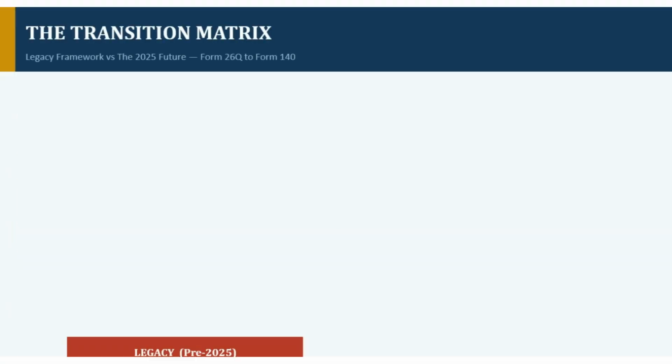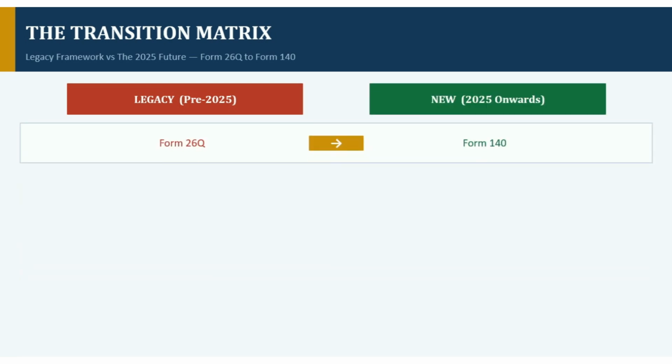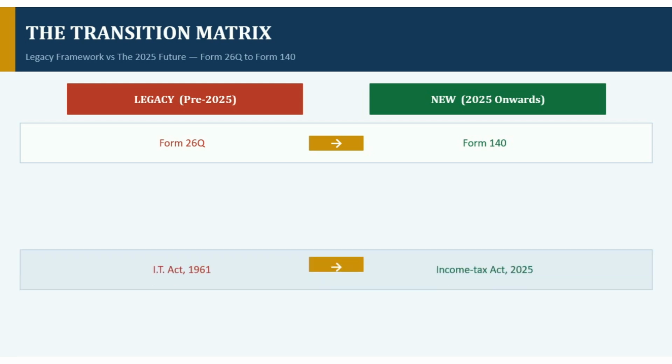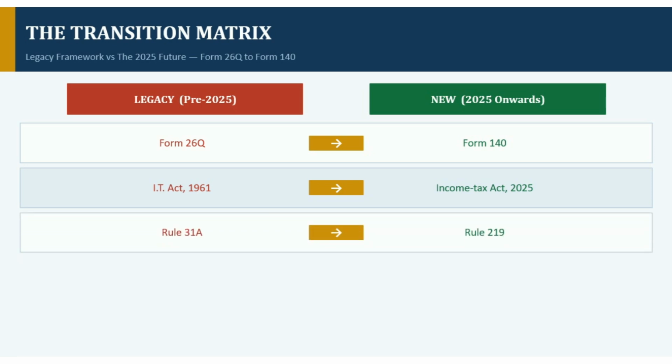The new Income Tax Act, 2025 brings a complete transformation in the TDS reporting structure and compliance terminology. Form 26Q has now been renamed as Form 140 for reporting non-salary TDS transactions. The old Income Tax Act, 1961 framework has been replaced with the updated Income Tax Act, 2025. Rule 31A is now substituted with Rule 219 under the revised compliance structure.